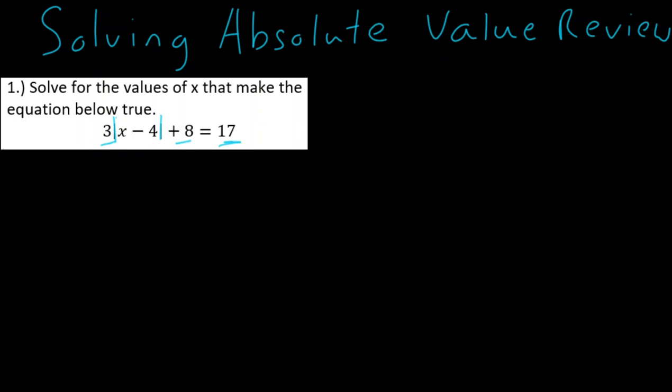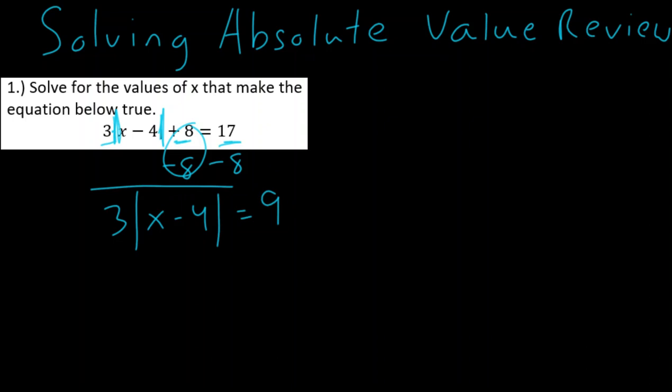So the trick here is that we want to get these absolute value bars by themselves. Well, in order to do this, I have to get rid of the multiplying by 3 and the plus 8. So the question I would ask you is, what do we always get rid of first, addition or multiplication? And we want to get rid of the addition. So the opposite of plus 8 would be minus 8, and that's a 0 pair. So now we have 3 absolute value x minus 4 absolute value equals 17 minus 8 is 9.